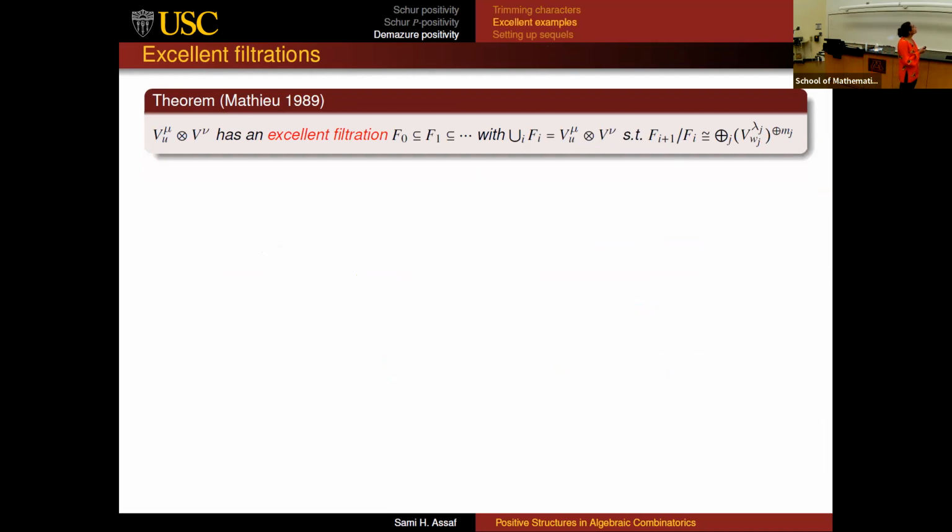So Mathieu gave us a way to tensor a de Major module. So this guy's a de Major module. This is a full irrep, a full irreducible. And we can tensor them together, and it has an excellent filtration. That's a filtration where the successive quotients are isotypical de Major modules. Okay, that's what an excellent filtration is. If you're familiar with a good filtration, it's the same thing, except this is now going to be irreducible. So good filtrations are not in the de Major case. Excellent. Now we know we're in the de Major case.